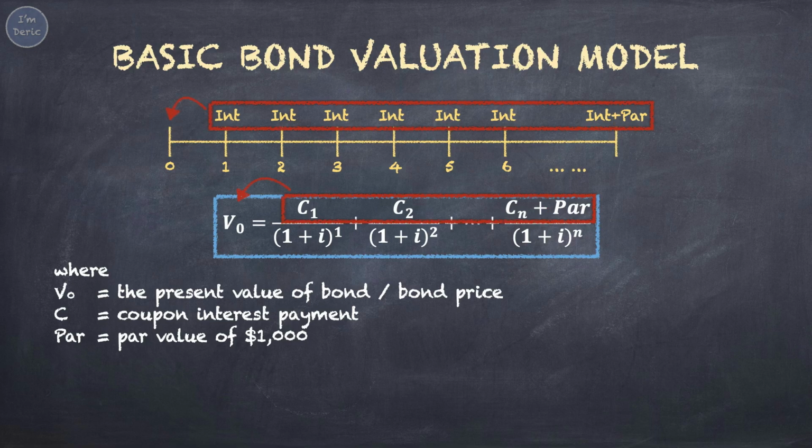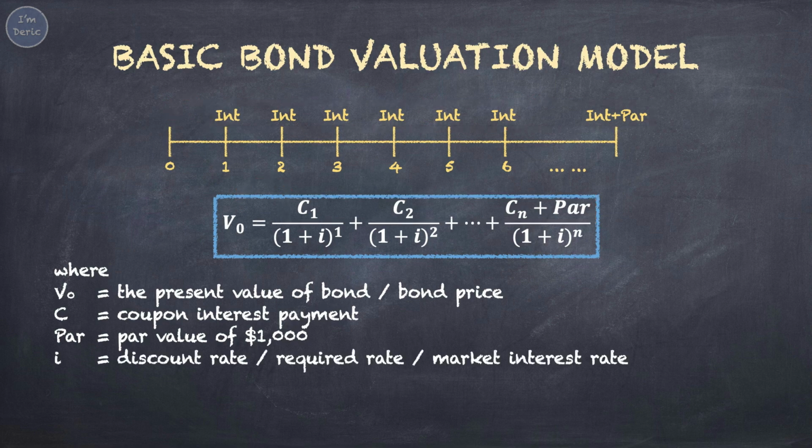To get the price of a bond, we are basically converting all the future cash flows back to current year, year zero. In other words, the price of a bond is the same as the present value of all future cash flows. I is the discount rate, required rate, or market interest rate. N is the number of time period until maturity.